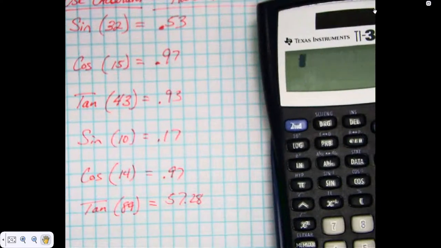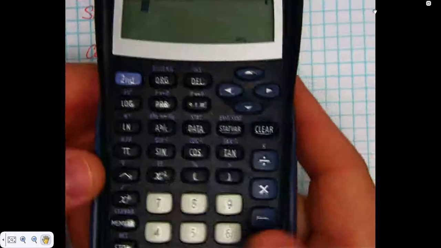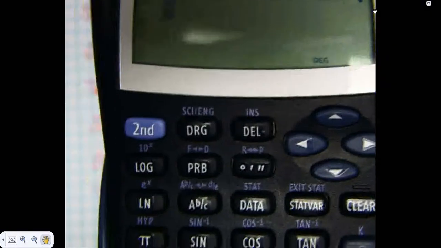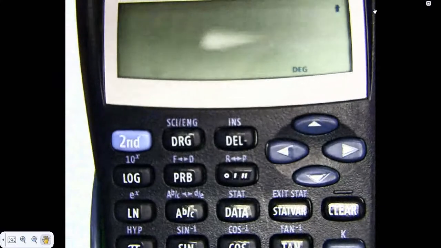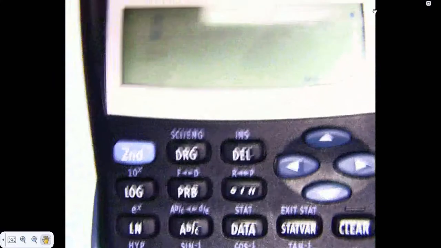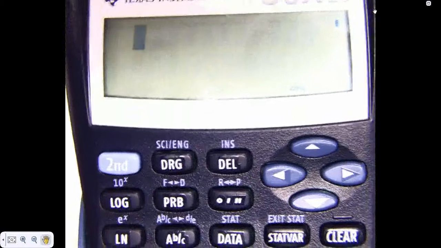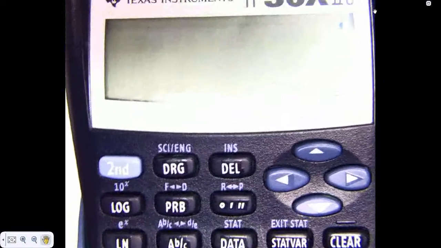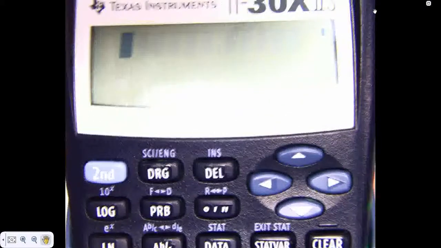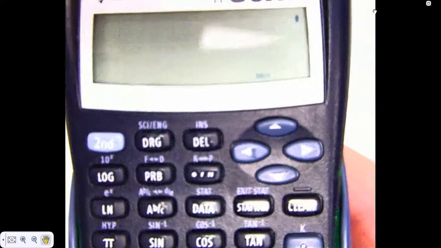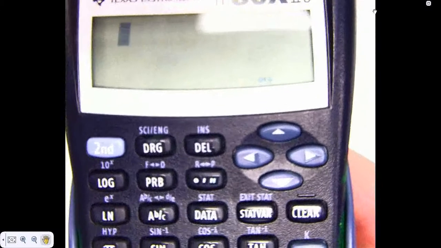Another thing you need to look at on your calculator: do you see on the bottom right there, what does that say? DEG. You know what that stands for? It stands for degrees. There are different ways of measuring angles, degrees and radians. So you need to make sure that your calculator is in degrees, not radians. If you see RAD, you don't need to be in there.